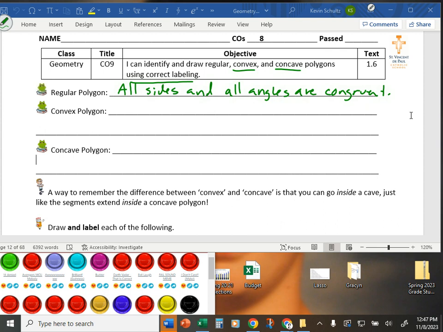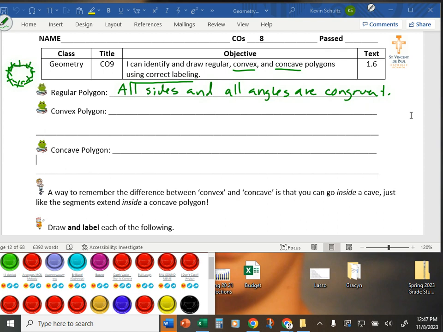So an example of a regular polygon, we said the octagon that you're used to seeing is like a stop sign. That would be a regular octagon. All sides, all angles are congruent, everything is the same. A square is a regular quadrilateral. An equilateral triangle is a regular triangle, right? It's when all sides, all angles are congruent. That's considered a regular polygon.